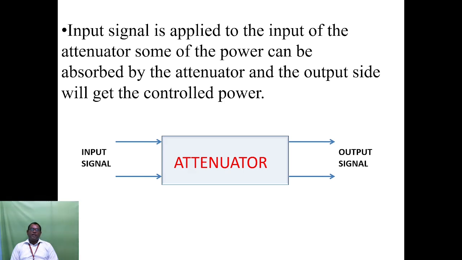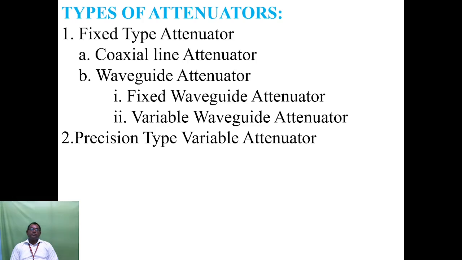The input signal is applied to the input of the attenuator. Some of the power is absorbed by the attenuator, and the output side gets the controlled power. So we give the input signal at port 1, and at port 2 we get the output signal with some of the power absorbed, meaning the power is controlled at the output of the attenuator.